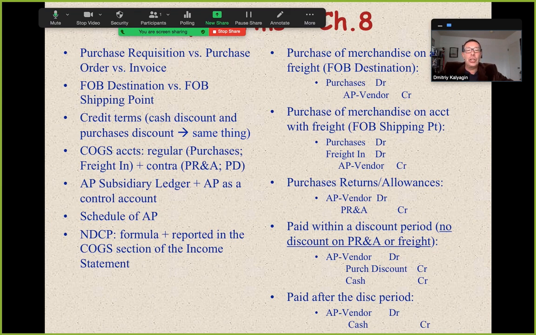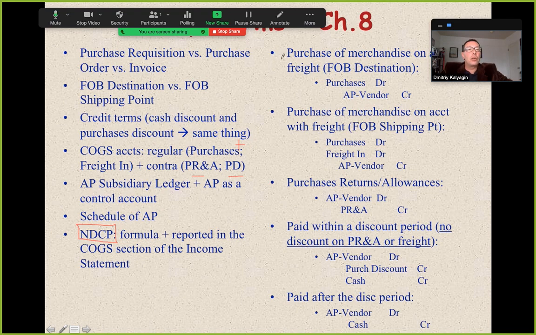And the formula is just bringing these 4 COGS accounts together. It's just taking purchases plus freight in minus purchase returns and allowances minus purchase discounts. That gives us NDCP, net delivered cost of purchases, and that calculation you can find on the income statement for our small business. And then, guys, in the right column, you see the new transactions for purchases.